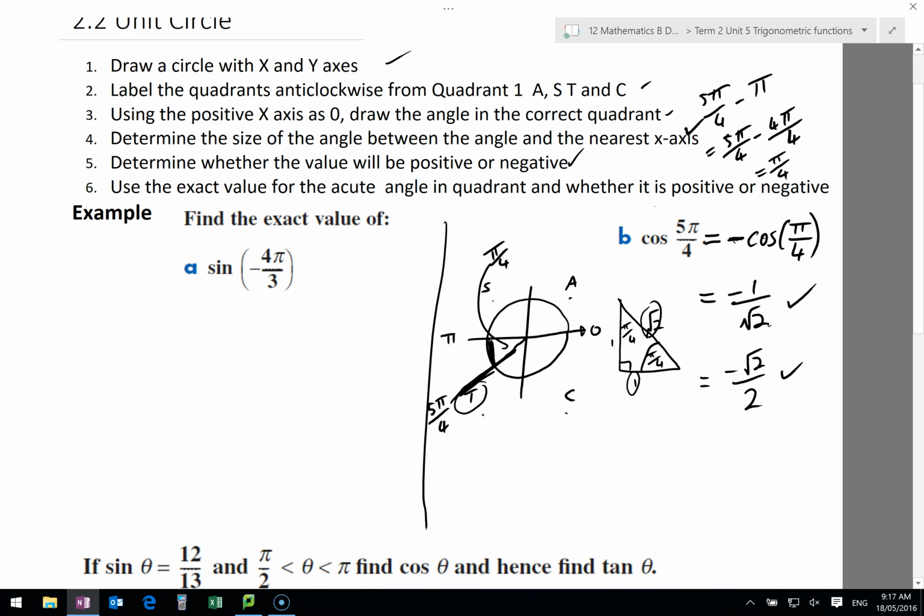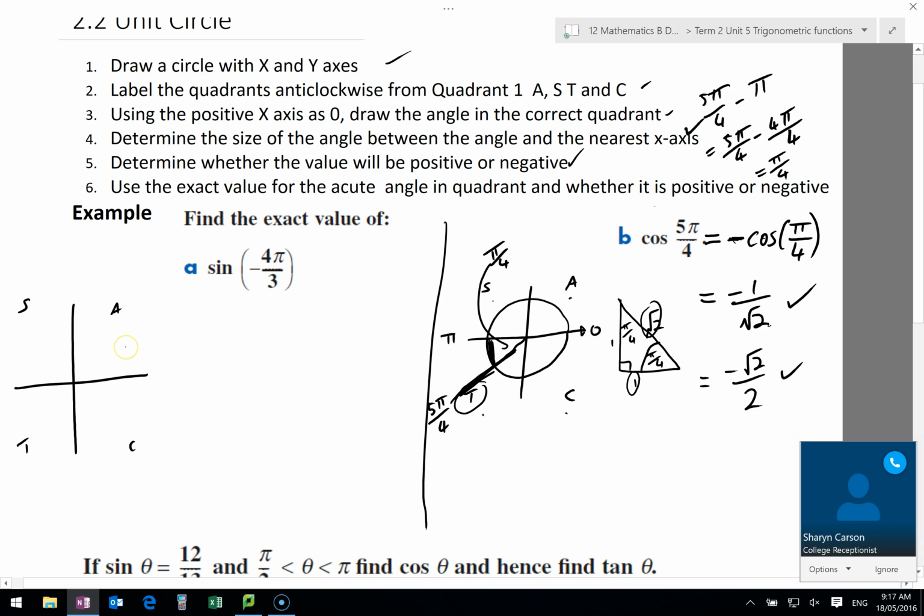All right, so maybe have a go at part A by yourself, and then I'll do the solution. So press pause, do it yourself. All right, just follow the same process. Draw the axes. A, S, T, C. Use the positive x-axis as 0. Draw the angle in the correct quadrant.